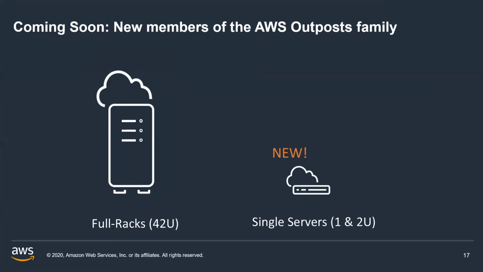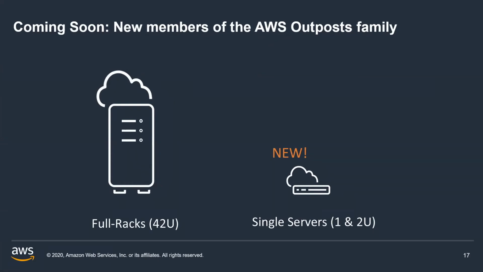We're especially excited about our new single server form factor, which will allow customers to deploy a 1U option with an AWS Graviton 2 processor or a 2U option with an Intel processor. Now, these are rack mountable Outposts, which means that you can easily install them in your existing racks, either with your own on-site personnel or an AWS third-party vendor.